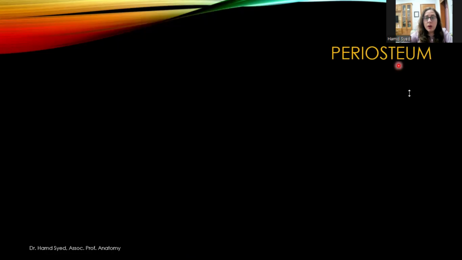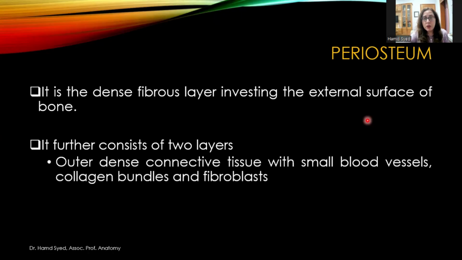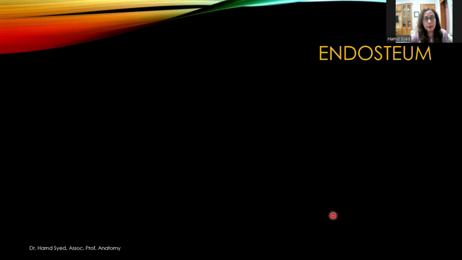Now let's talk a little about this layer which I've just shown you, that is the periosteum. The periosteum is the dense fibrous layer which is investing the external surface of the bone, and it is further comprised of two layers: an outer dense connective tissue layer with small blood vessels, collagen bundles, and fibroblasts, and an inner cellular layer consisting of the bone lining cells, osteoblasts, and osteoprogenitor cells.